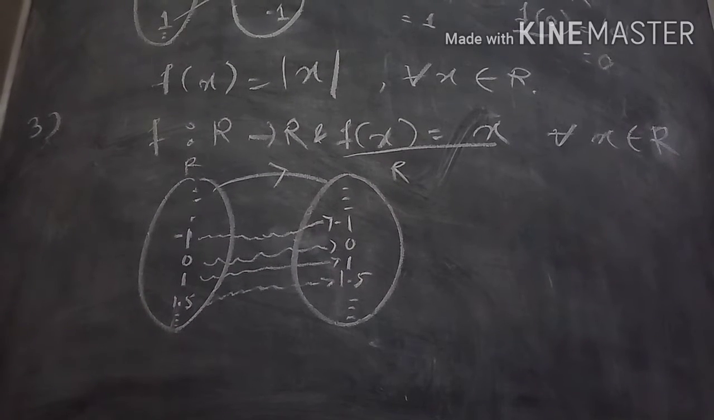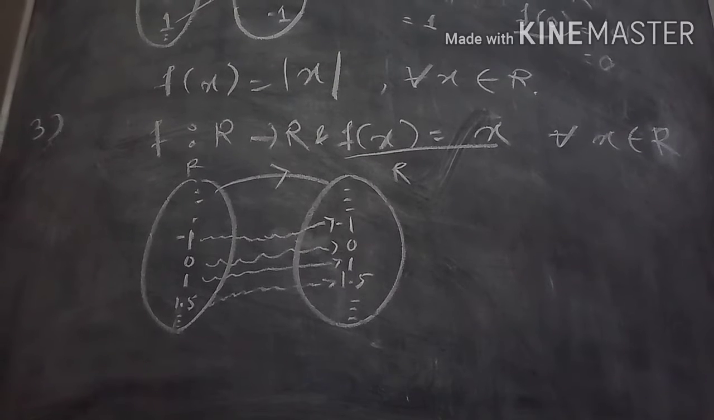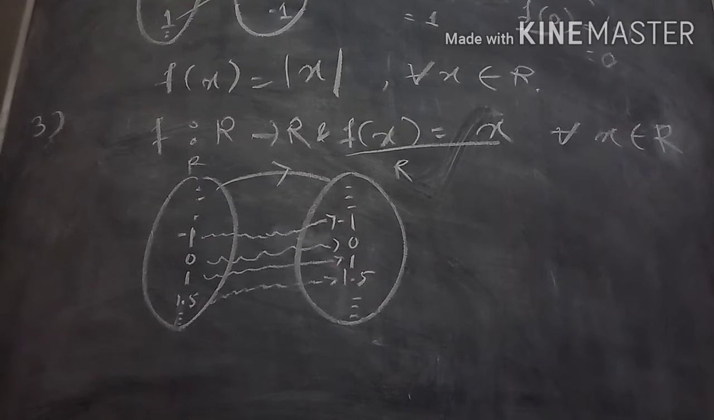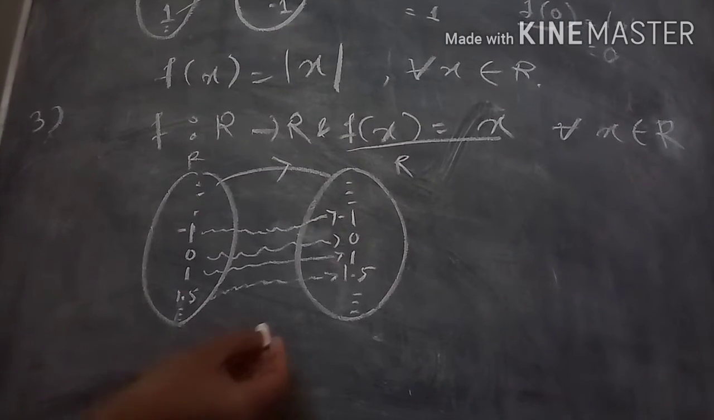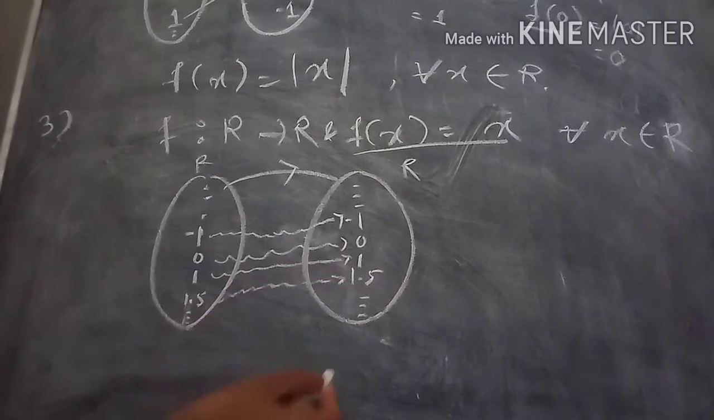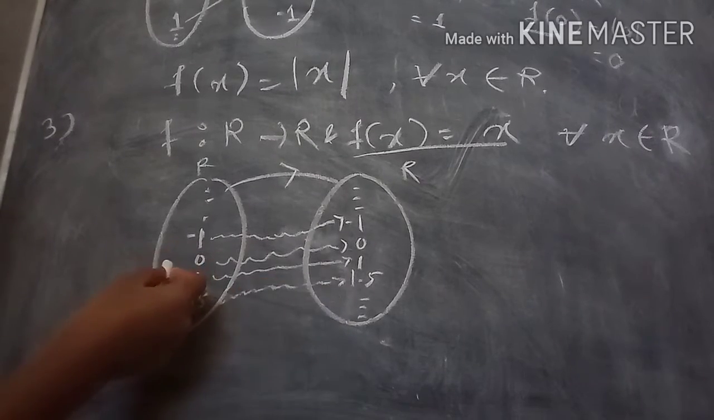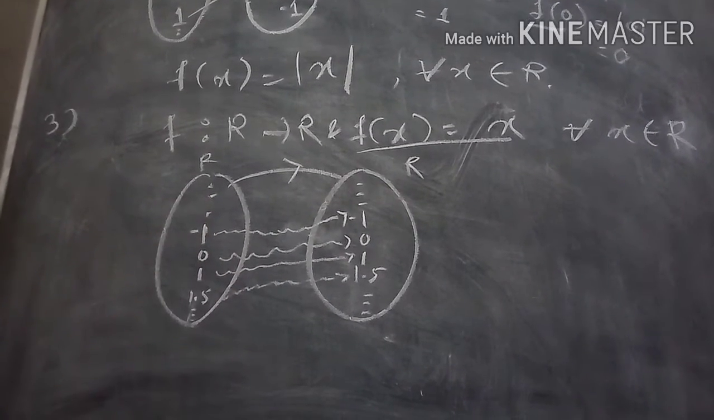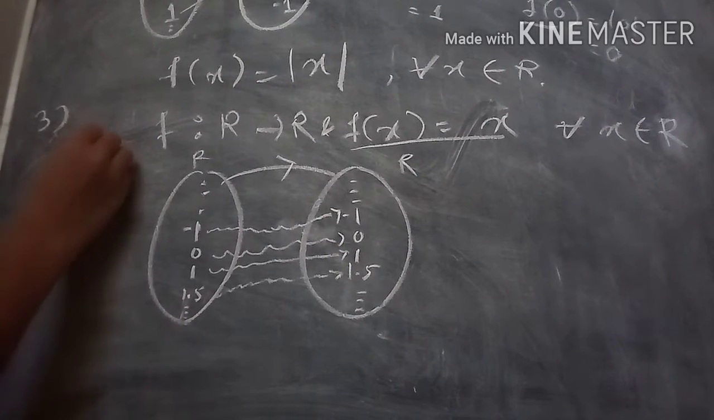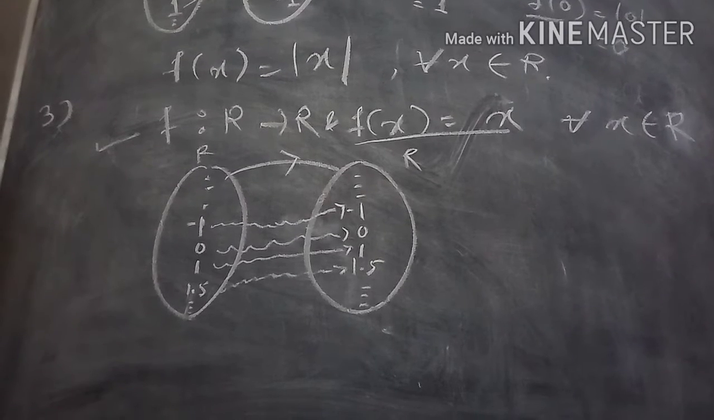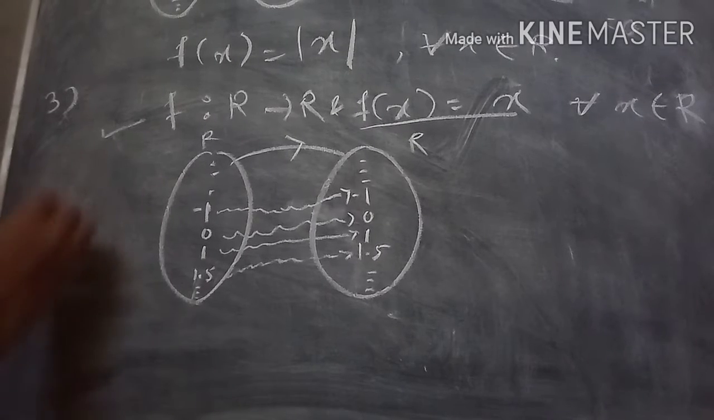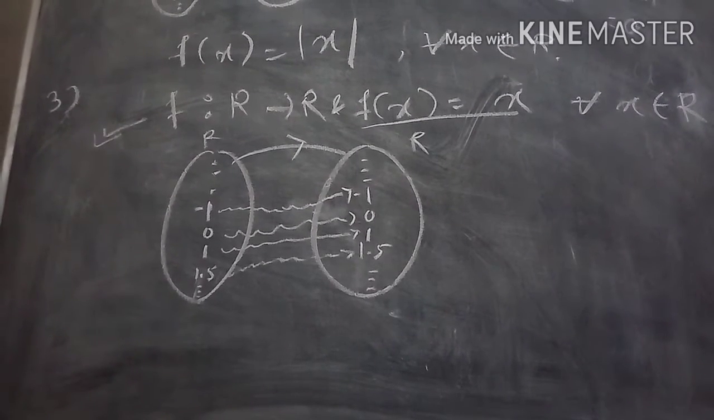Now according to the definition of onto or surjective mapping, every element of B is the image of some element of A. Here we see these are the elements of the set B or the second set. These elements are the image of some elements in this set, right? So according to the definition of onto or surjective mapping, the identity map f from R to R and f of x equal to x for all x belongs to R, it is an example of onto or surjective mapping.